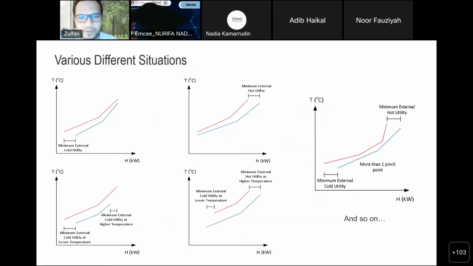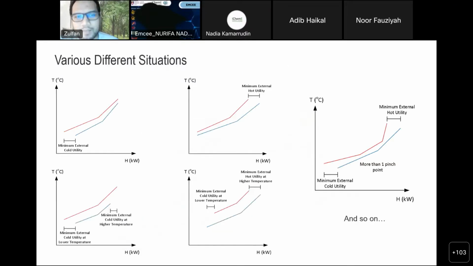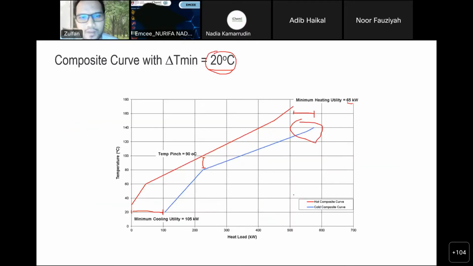There are various different situations if you go along, and this is another step. If you see this graph, we use exactly the same temperatures, so that if we put delta T at 20 degrees C, we stop where the two graphs are at 20 degrees C. I mean, the closest point between them is 20 degrees C.